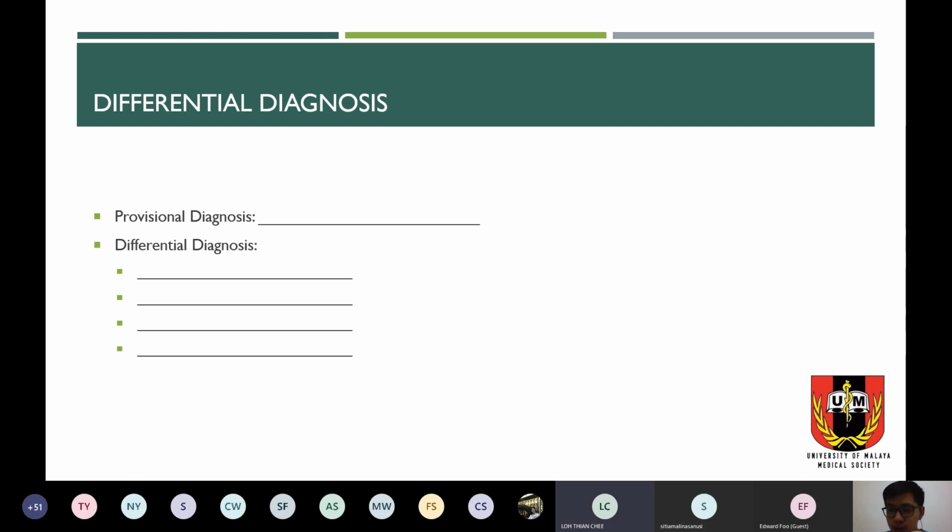Okay, so I think we have our provisional and our differentials. Anybody else wants to add anything else? So just to summarize, our provisional would be a pneumothorax. Differential would be pulmonary embolism, pneumonia, and what else? Acute exacerbation of COPD. Is that fair, doctor? Do you think it's not that correct?